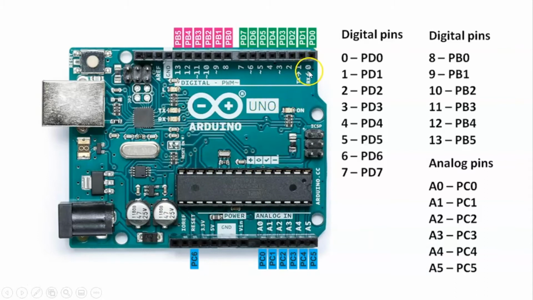Here you can see the digital pins start from pin 0 up to pin number 13. Out of that, pin number 0 to 7 are considered as port D pins. So the 0 number pin, which is the digital pin of Arduino, is termed as PD0 pin. Then comes PD1, PD2, PD3, PD4, PD5, PD6 and PD7. So the 7 number pin is actually the PD7 pin, meaning the port D pin.